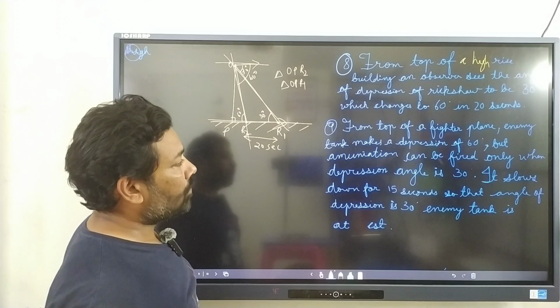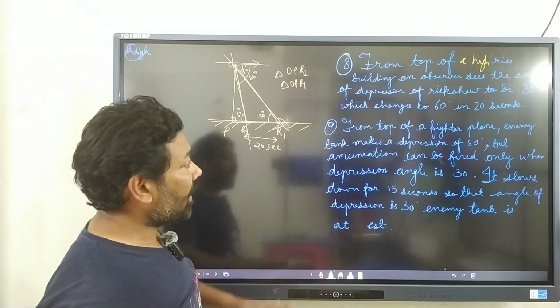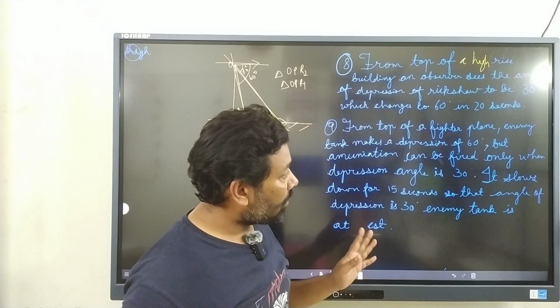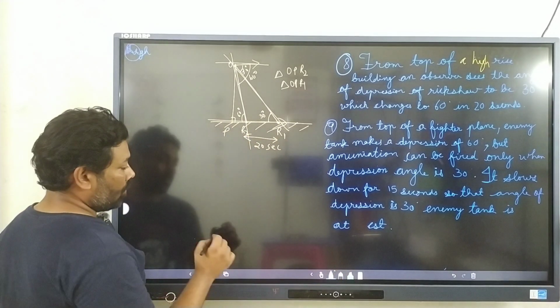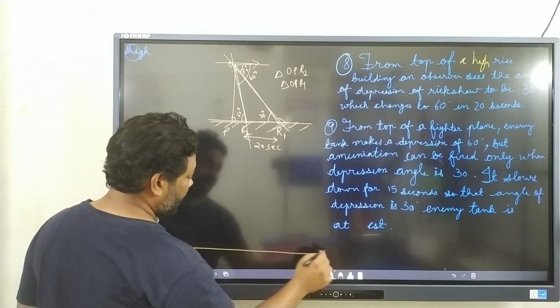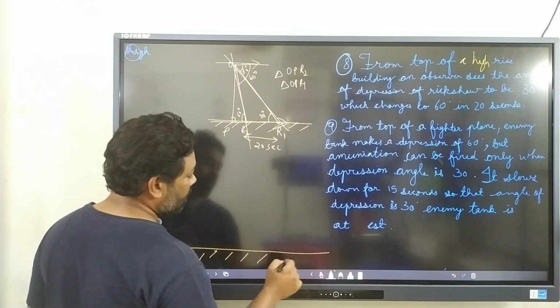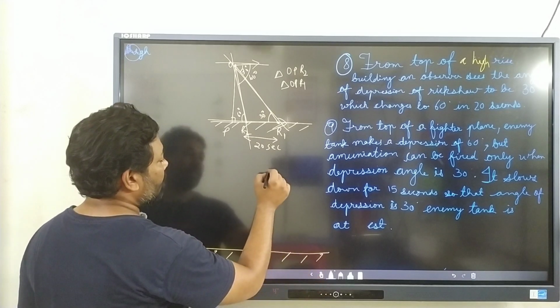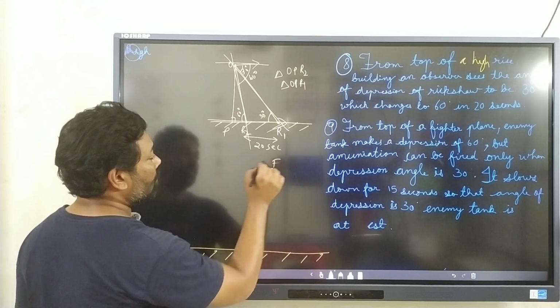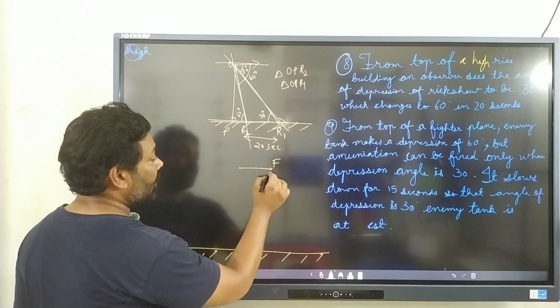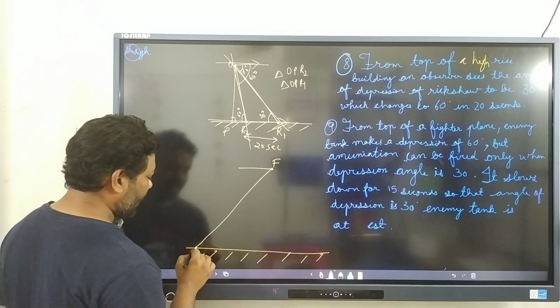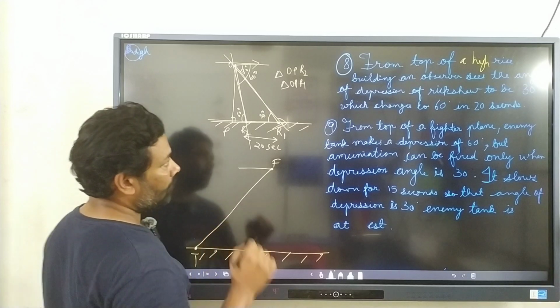The ninth one: from the top of the fighter plane, an enemy tank makes a depression of 60 degrees. So we have a fighter plane and an enemy tank, so we need the ground as well as the sky. Let's say fighter plane F is over here and it is making an angle of depression. So let's say enemy tank T is over here, right?